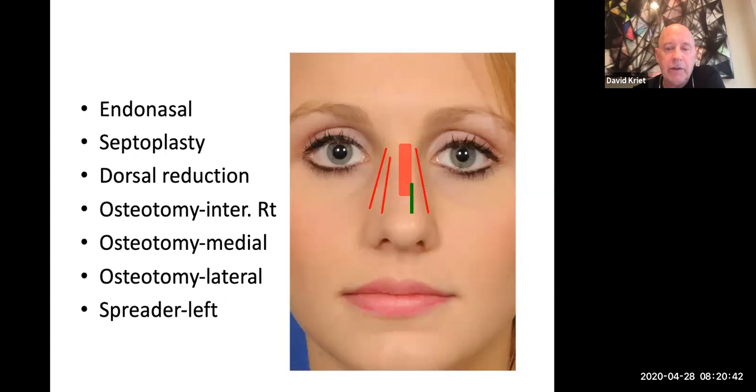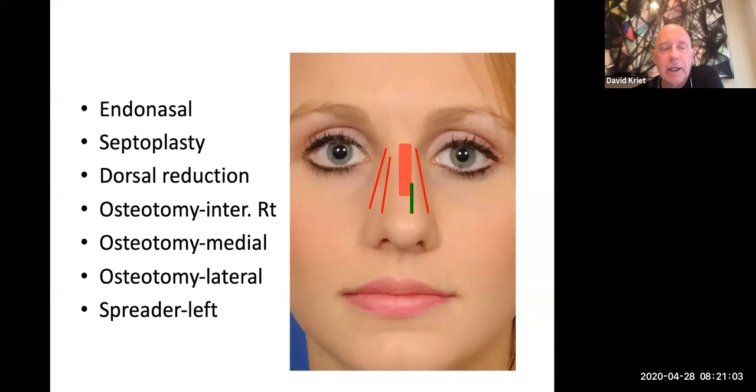And so in her case, I did this with an endonasal approach. I straightened her septum. I did a dorsal reduction through an intercartilaginous incision. I did the intermediate osteotomy on the right to help with that sidewall discrepancy. And then I placed a unilateral endonasal spreader on the left.